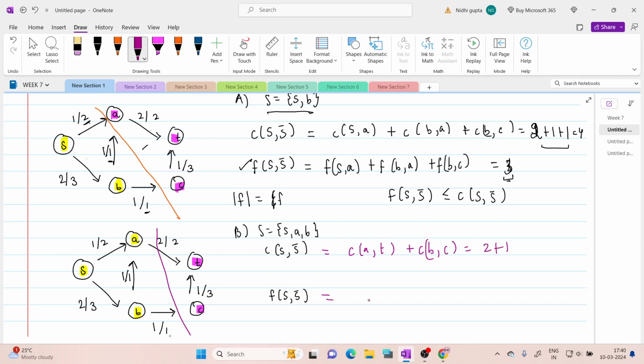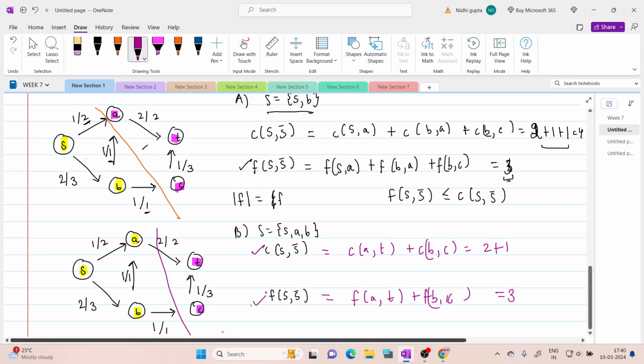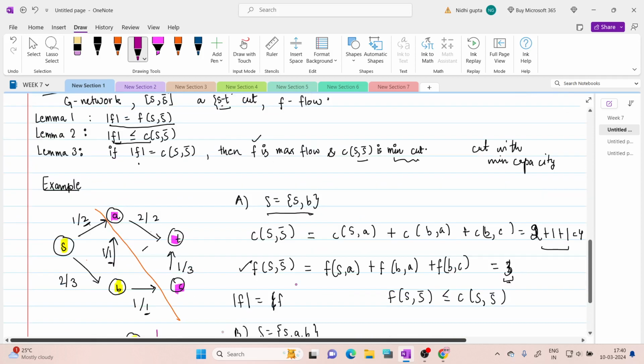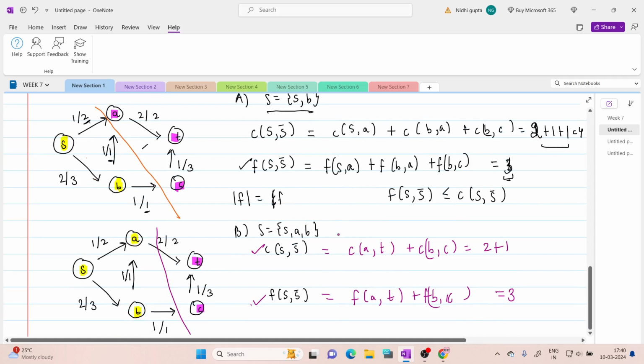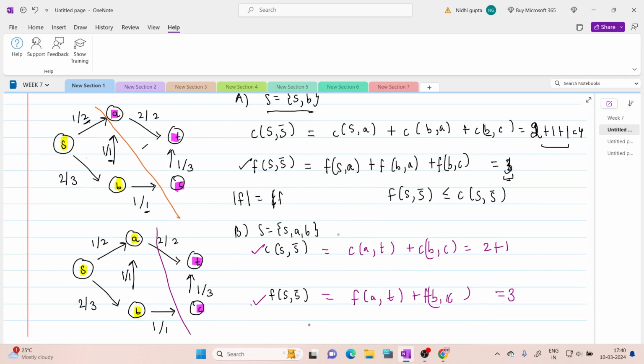And flow will also be 3: F_AT plus F_BC. And there is no edge going from S bar to S. If there was an edge going from S bar to S, then we'd subtract it. But since there is none, it comes out to be 3. So in this case the flow is equal to the capacity. So from lemma 3 we can directly conclude that if flow is equal to capacity, this is the maximum flow and this cut is also the minimum cut.